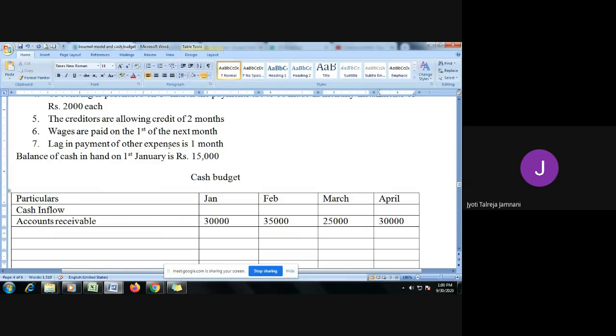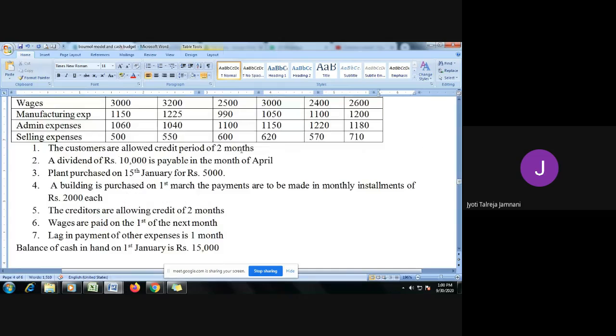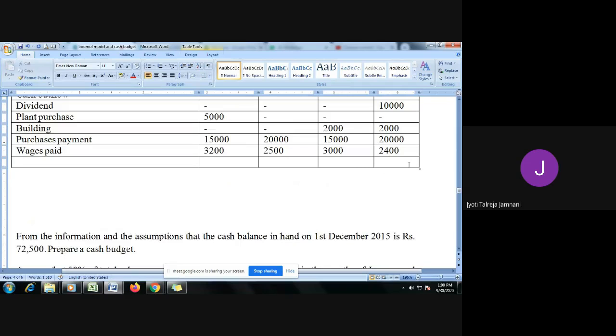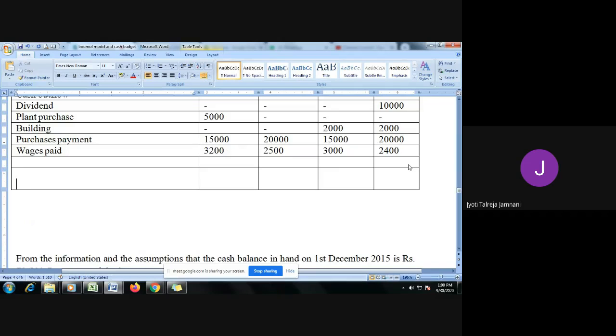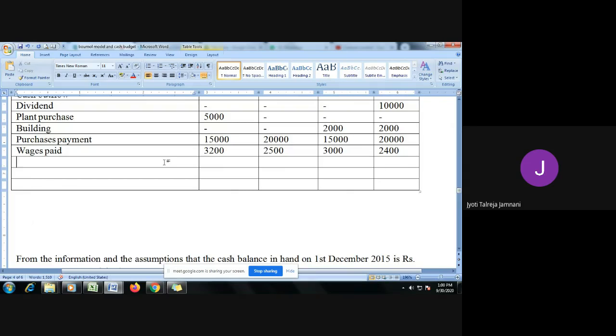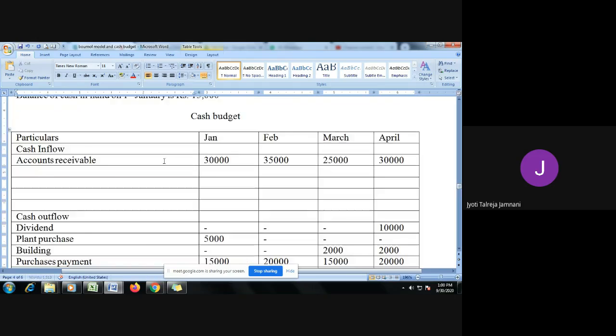Next, lag in payment of other expenses is 1 month. So 1 month for all other expenses. Which are those other expenses? Manufacturing expense, admin and selling. So we'll make columns for all these three. I'll write down here manufacturing, admin expenses, and the last one, selling expenses. What we're doing, we are paying them 1 month late.